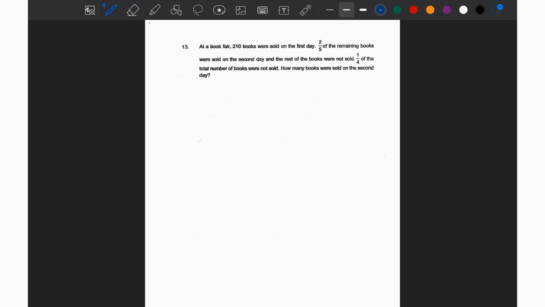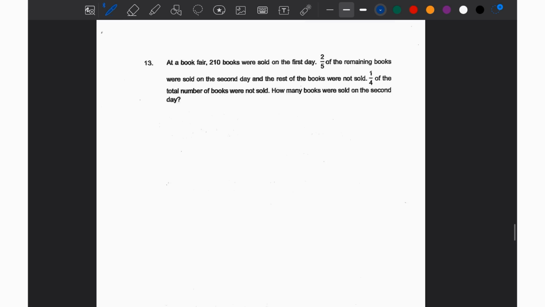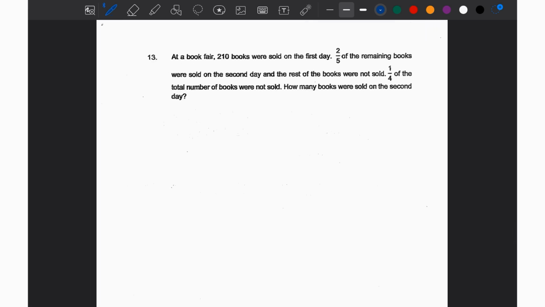Okay, so this question tells us we sell some numbers of books on the first day, which in this case we sold 210 on the first day. And then next they tell us that we sold a fraction of the remaining books. Okay, so whenever you have a fraction of the remaining books, this kind of hints that you probably have to use your remainder concept. Okay, in this case, your remainder model. So how do we draw the remainder model?